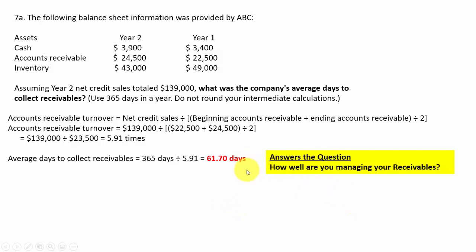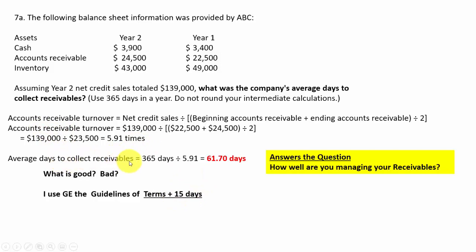Answers to the question, let's see how well you're managing your receivables. That's what this question tries to answer. These two ratios together, really, the accounts receivable turnover and the average days to collect receivables, both try to answer that question. How well are you managing your accounts receivable? Now, back to what is good and what is bad. At GE, we used to say that whatever your terms were, plus 15 days, that's about what your accounts receivable average days to collect should be.